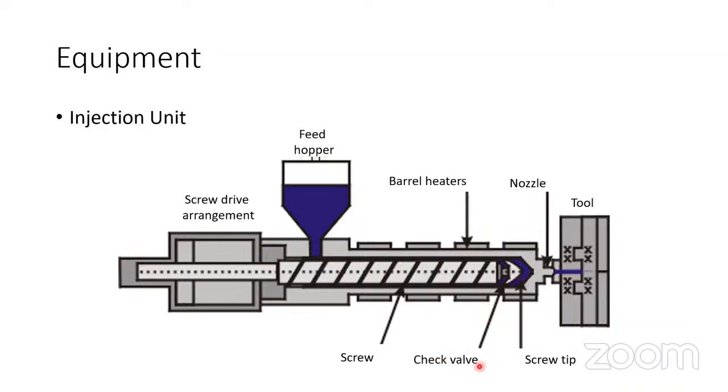Then the screw valve. What is the valve doing? What is the function of it? When the screw is moving backward, and when the screw is taking a shot, it is coming in the forward direction. What is happening at that time? That time this valve gets open.